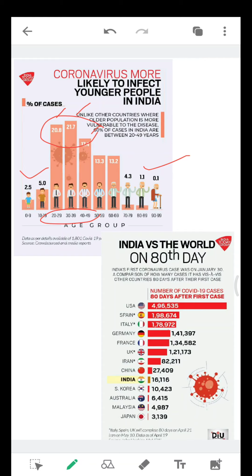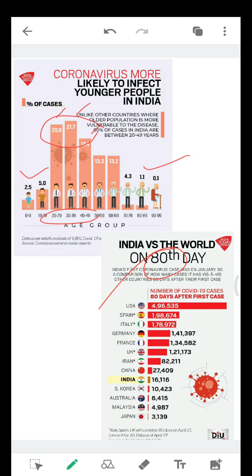There is another graph here, you can see India versus the world on the 80th day. This is also shown graphically. So like this you see different graphs in newspapers, in magazines, in news channels. They use graphs to show the data, because we cannot count the number of persons again and again, as I already said. So presentation of data is a very important part of statistics.